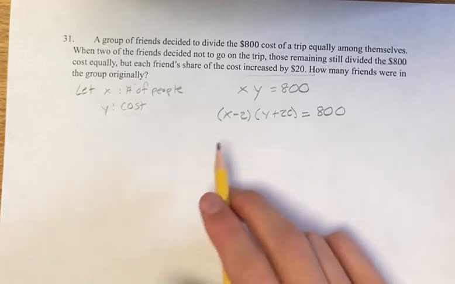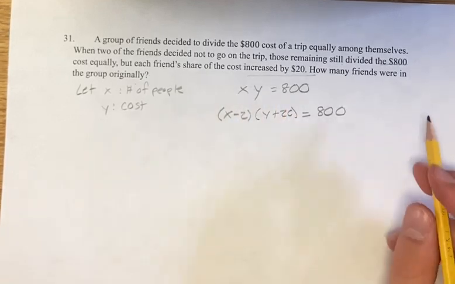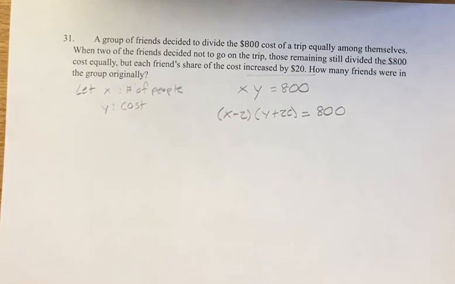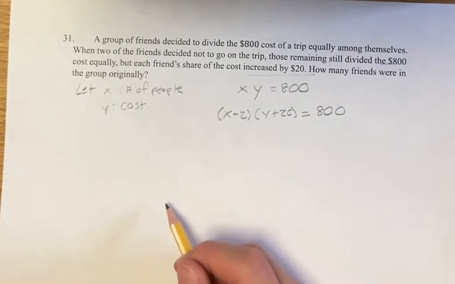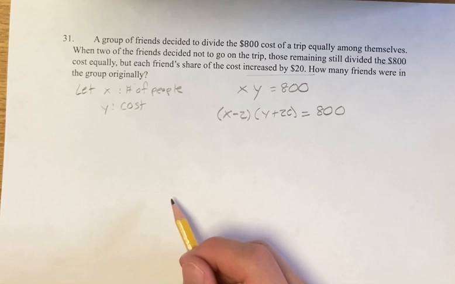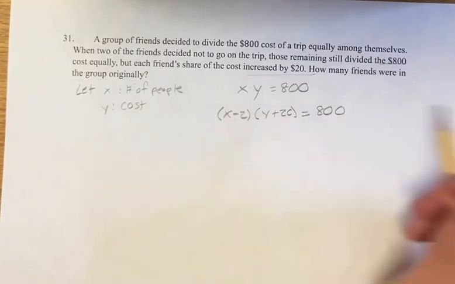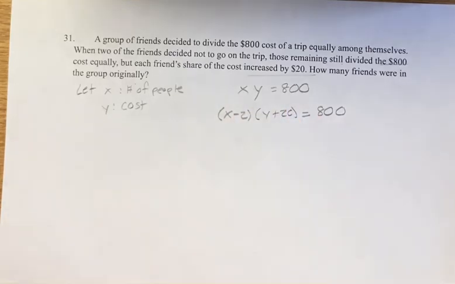So we have two equations with two variables, so we can solve for the variables. We're looking for how many friends were in the group originally, so we're going to solve for X. We can't do elimination here because we have two variables that multiplied by each other. It's not going to work, so we're going to use substitution.